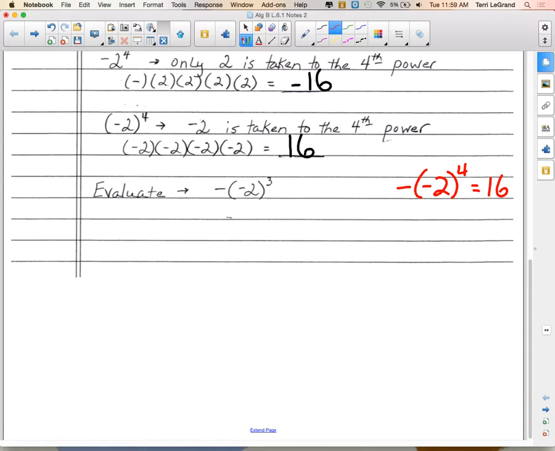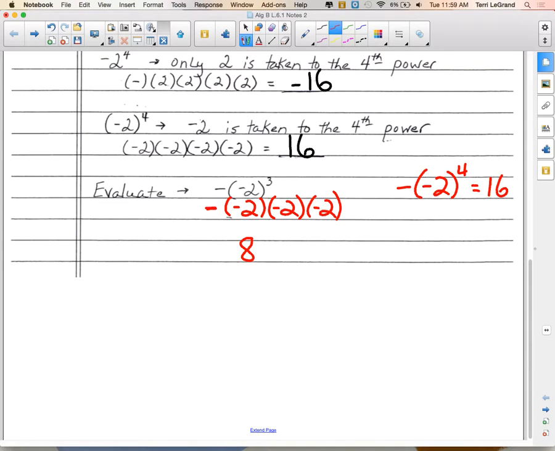So over here you're saying, well, in reality you can, because in the end you're supposed to get a positive 8. And a negative times a negative is a positive. Okay, but let's try. Is this what your paper looks like? Negative 2 to the 3rd power means negative 2 times itself 3 times.